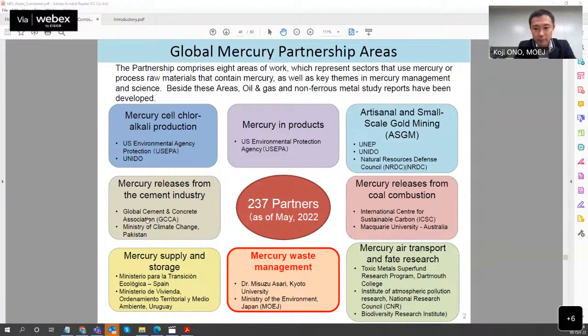The Global Mercury Partnership comprises 8 areas as shown on this slide. Some areas are focusing on specific industries like cement and chloroalkali production, and others are focusing on the processes of mercury treatment. The waste management area is one of these areas, and is pursuing the environmentally sound management of mercury waste.